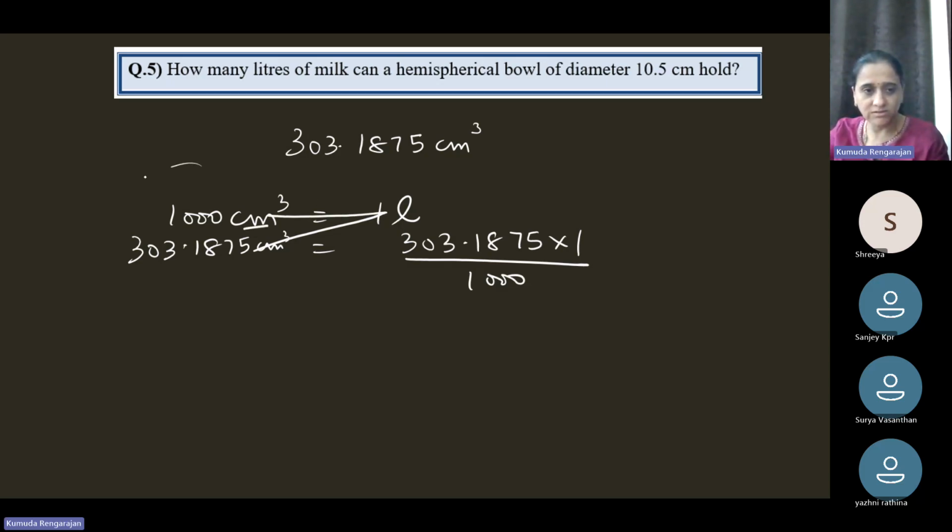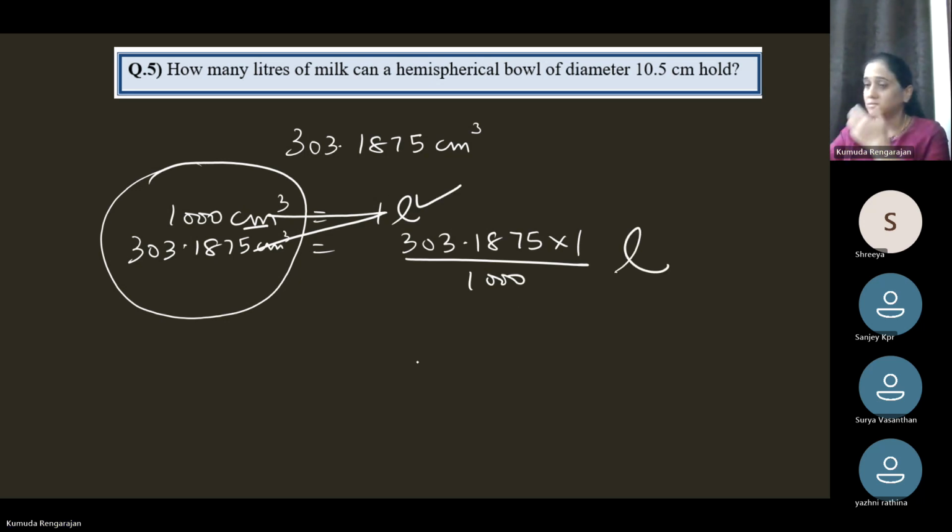Here you have centimeter cube, and here this is in liters. This answer also is in liters. The unit on the left hand side and the right hand side will be the same. On the left hand side, what unit do you have? Centimeter cube. On the right hand side, liters. So this answer will be in liters.